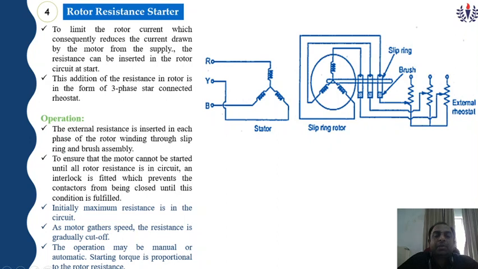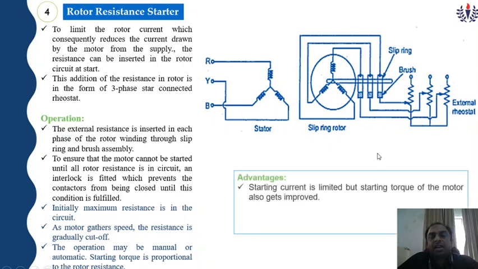Starting torque is directly proportional to rotor resistance. Advantages: the starting current is always limited, and the starting torque of the motor also gets improved. Limitations: it can be used only for slip ring induction motor.